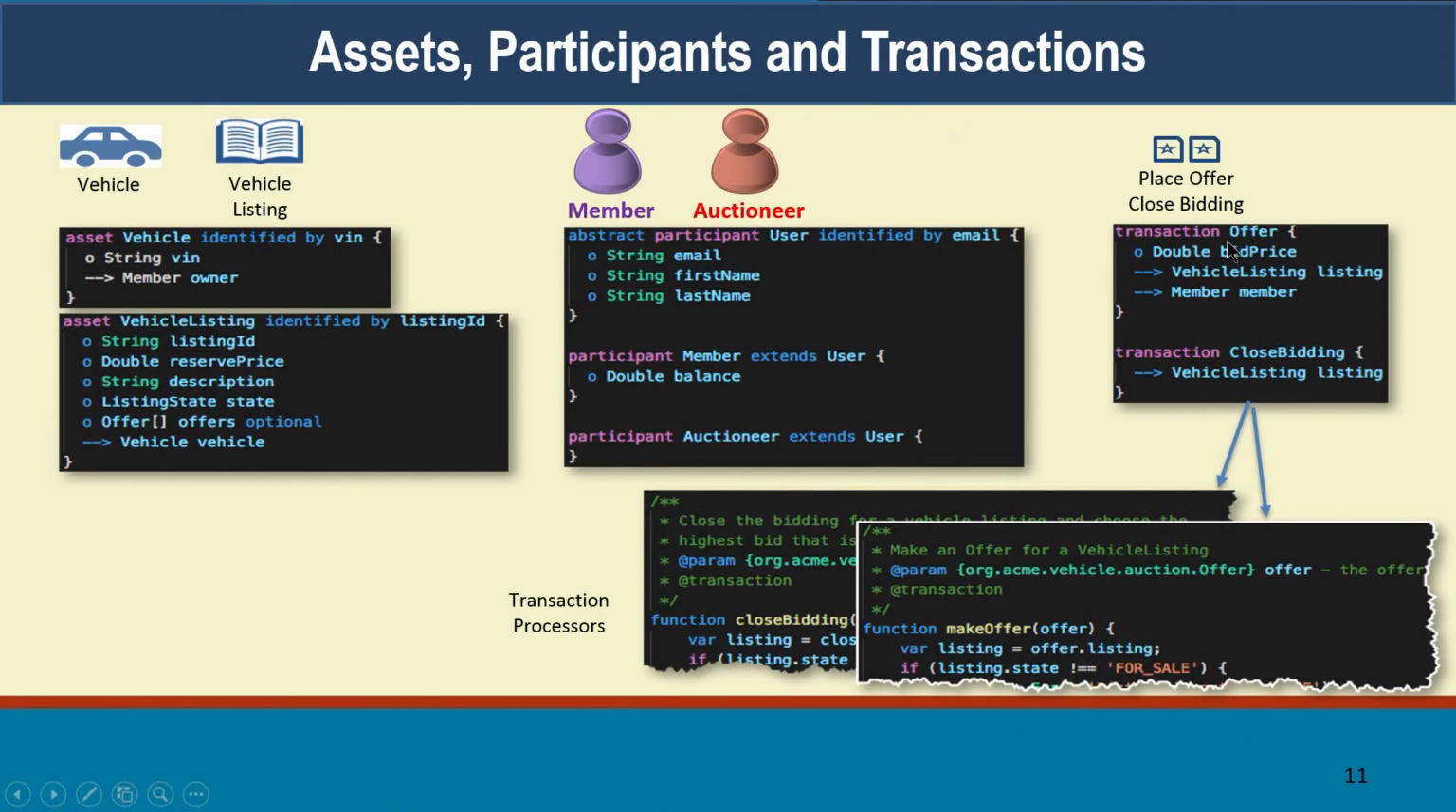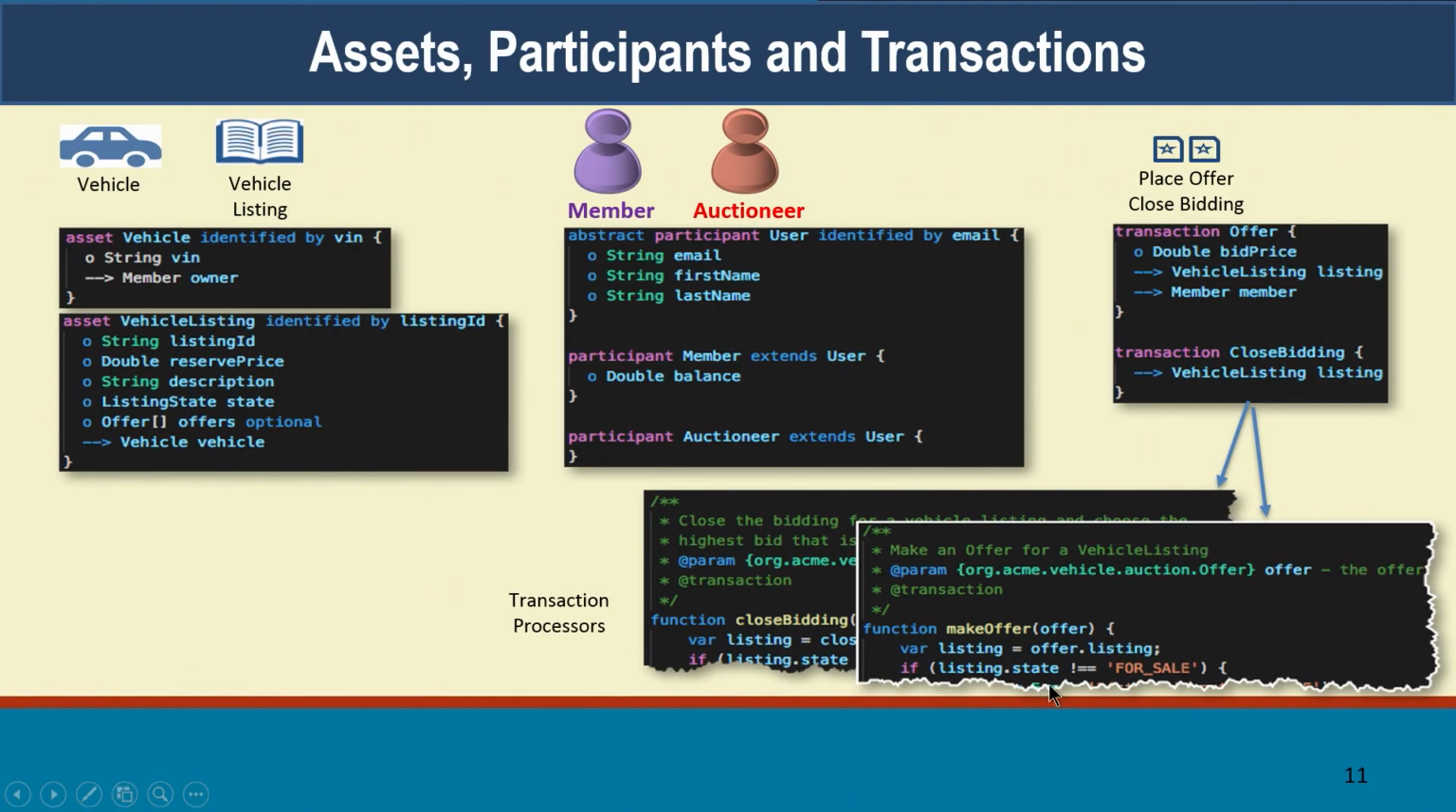And then there could be transactions. So this is the business logic itself. Here we are defining what those transactions may be, again with relationships to vehicle listing and member. So this is an offer that someone is going to be placing. And there are certain functions you can call. So let's say there is a make offer, where a particular member may be making an offer on a vehicle. You will invoke that function to execute that logic.